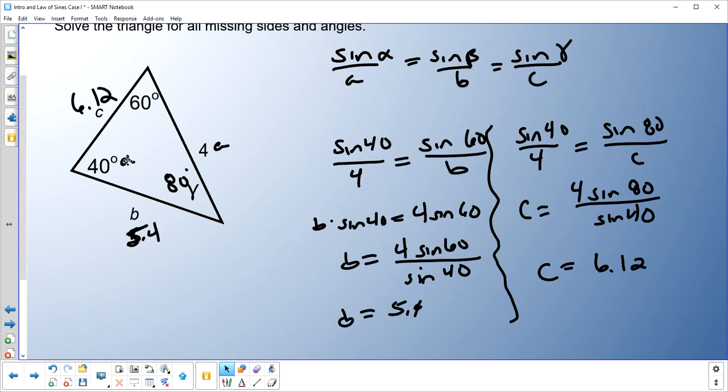Another thing is that you need to make sure all of these are dealing with degrees. So if your calculator's in radians, make sure that you're changing that before you come to class, because pretty much everything we're going to deal with in this chapter is going to be in degrees.